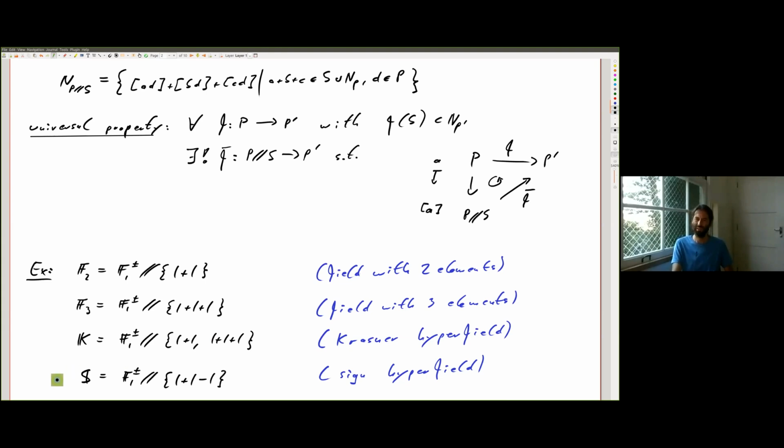There's another example. I don't quite recall if Matt introduced it or not, which is a sign hyperfield. So this is the quotient of F1 plus minus by the relation 1 plus 1 minus 1. So in other words, 1 plus 1 equals 1 in the sign hyperfield, but we do not identify minus 1 with 1.